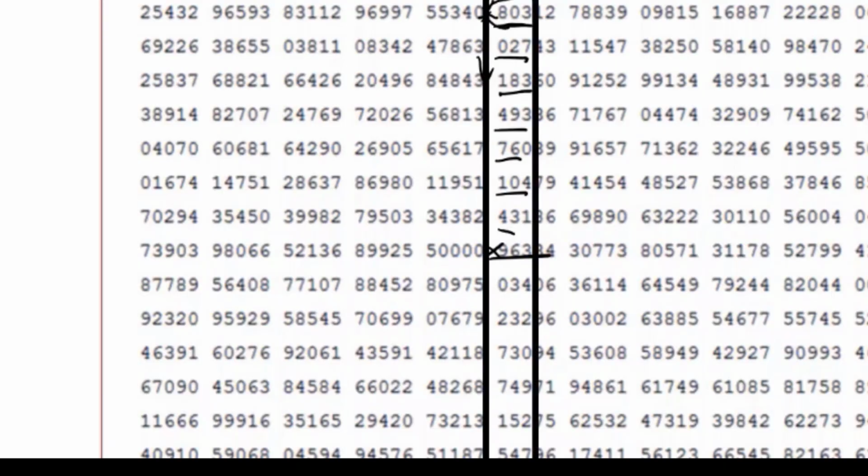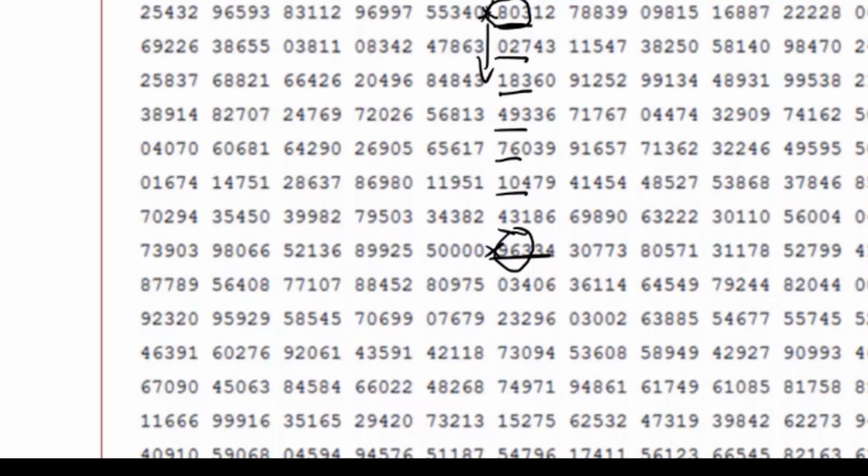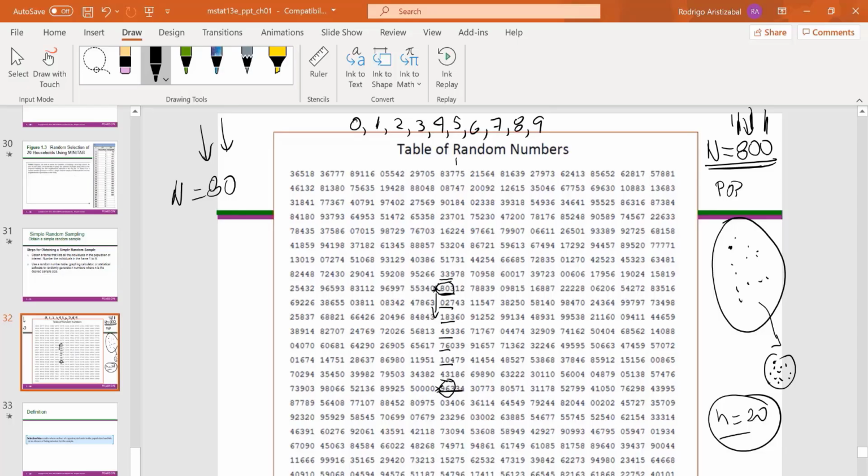In this list, this item and this item will be skipped, and we are going to continue with the next 3 columns. Then we continue with this item, item number 752, and we continue down in this way to obtain 20 observations or 30 observations or whatever number of observations. This is the most common way that statisticians and computers generate random samples.